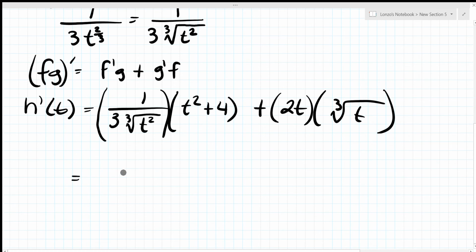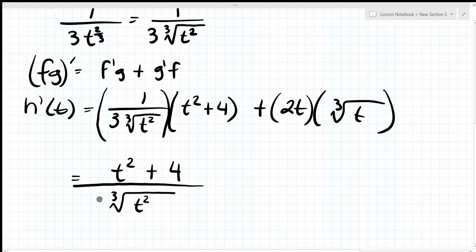This is going to be t squared plus 4. This is going to be what? The cube root of t squared. And then don't forget this 3. This is going to be what? Wait, timeout.